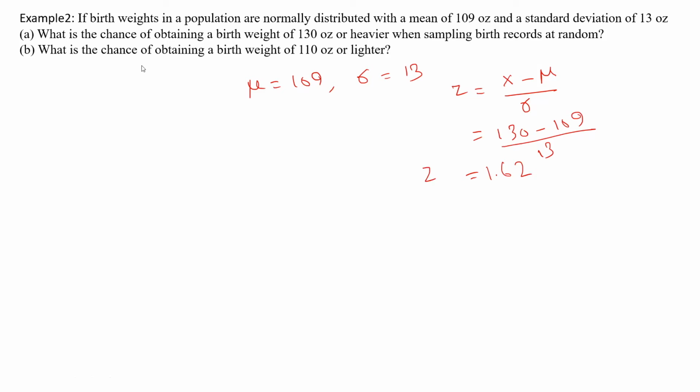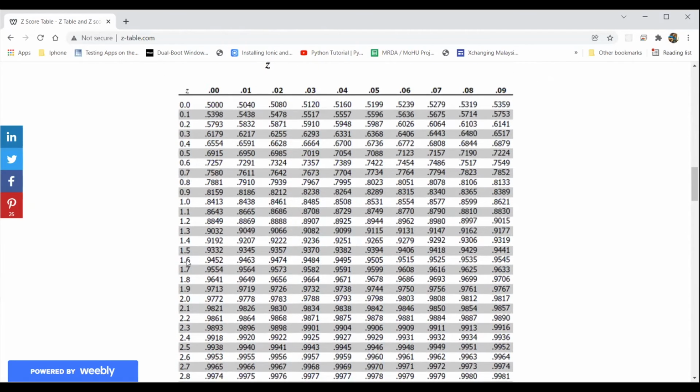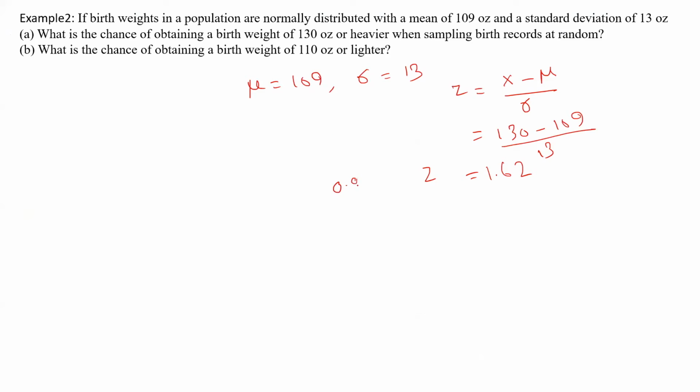Let's see in the Z table what the value is. So we go to the Z table. We search for 1.62. So this is 1.6 and 2, we need 2, right? So 1.6 plus 0.02, it is 1.62 only. So these are after the second decimal place. So 1.6 is here, and we go here and we see the area. So it's 0.9474.